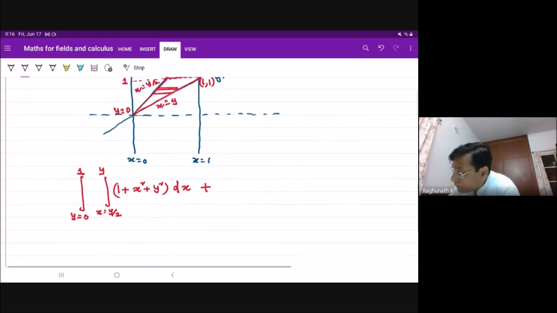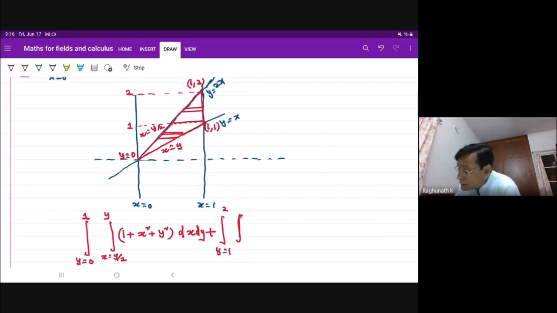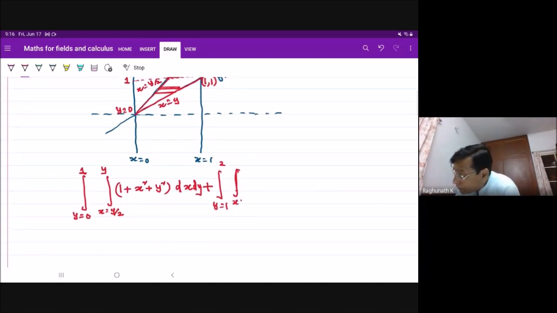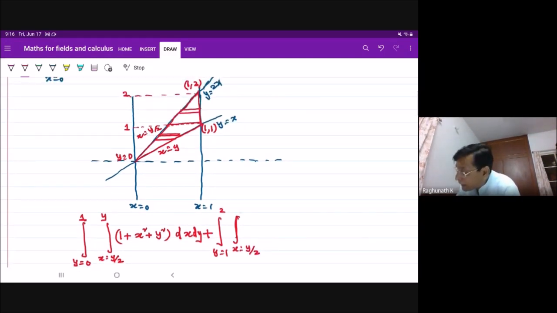Next is what? Y is equal to 1 to 2 dy. Y is equal to 1 to 2. What are the x limits? X is equal to y by 2 to x is equal to 1. It is terminating on x is equal to 1 line. One is variable, another is constant. 1 plus x square plus y square dx dy. Check it once.